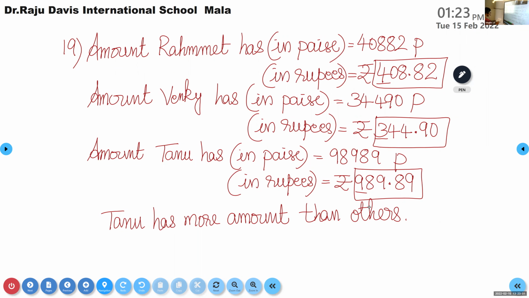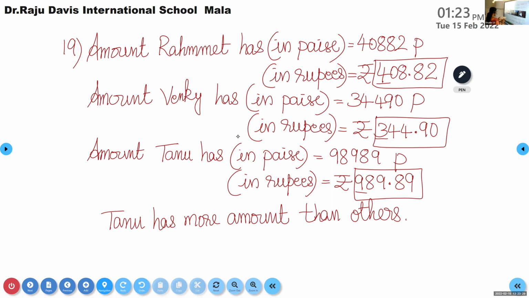Next one I'm giving as homework. Manu has rupees 431.75. Then Prachi has rupees 987.59. And Tina has rupees 829.46. What do you have to do here? You have to convert into paise. How many paise does each of them have?